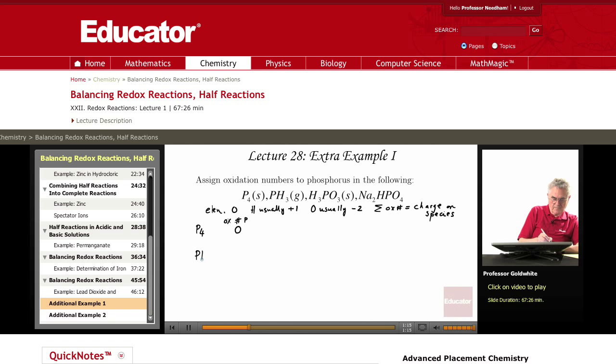PH3, hydrogen is usually +1, so we have 3 times +1 for hydrogen. The oxidation number of phosphorus must make the sum 0. It's a neutral species. Therefore, -3 must be the oxidation number of phosphorus.